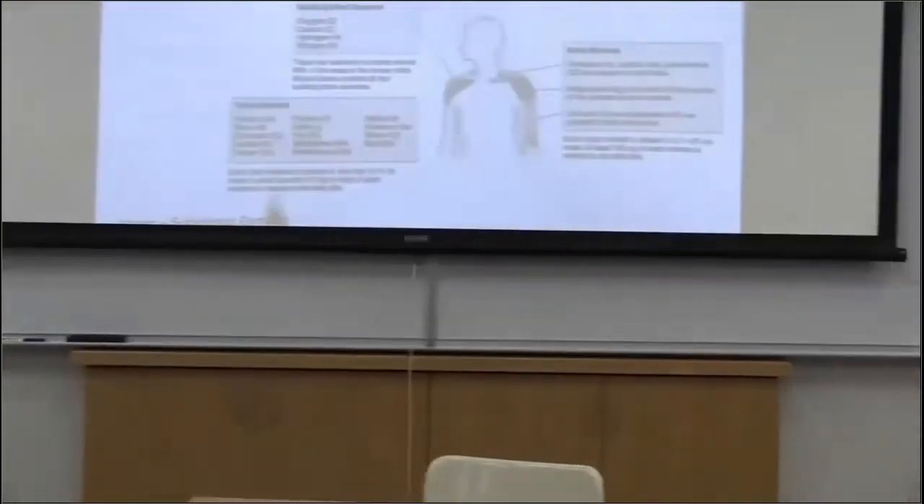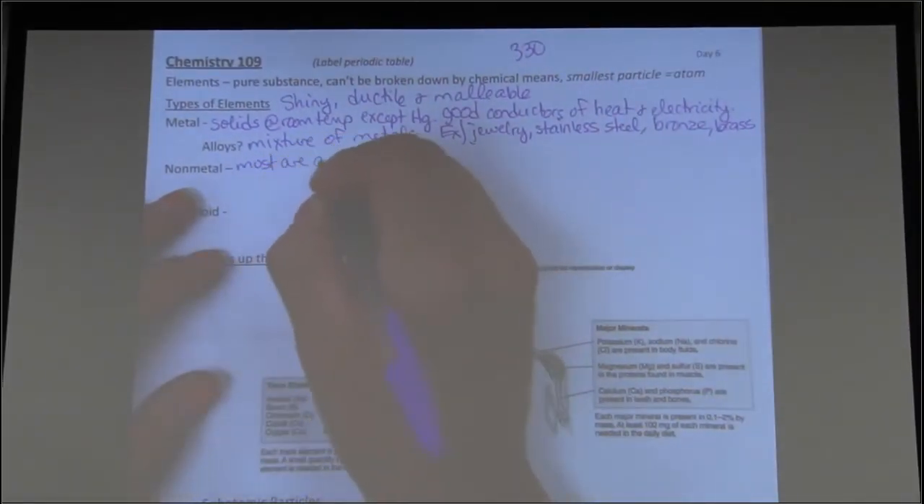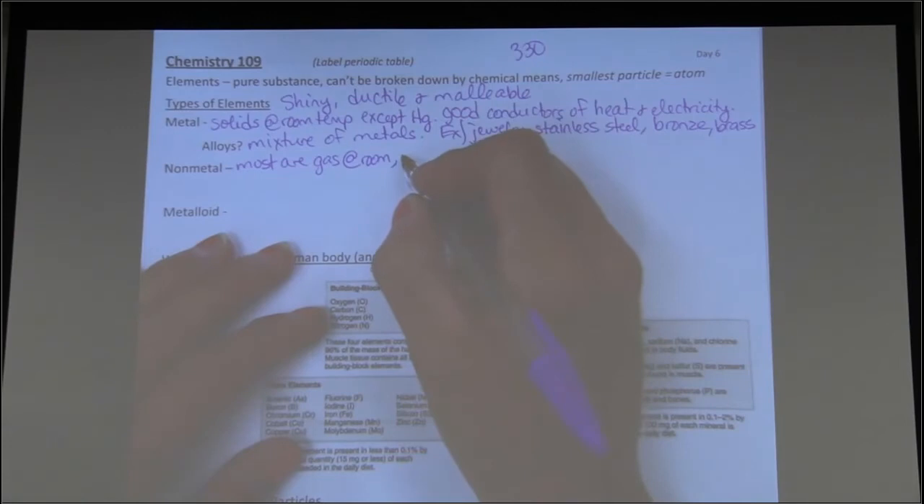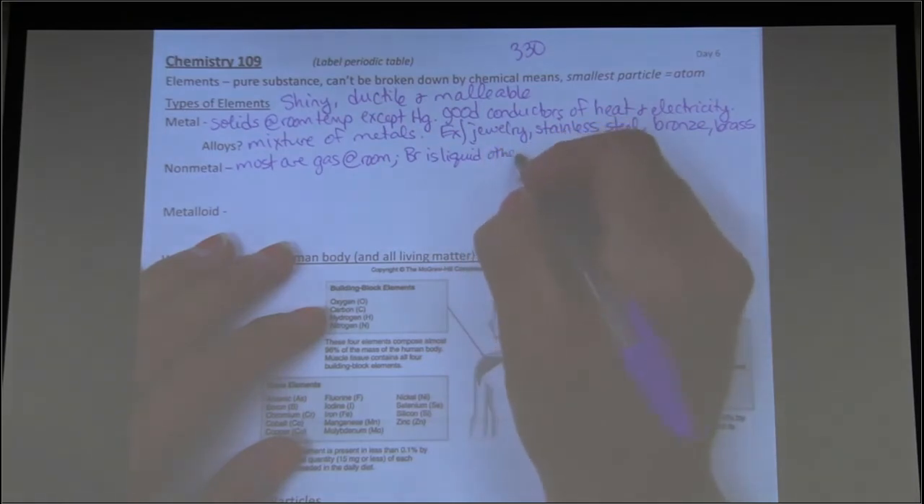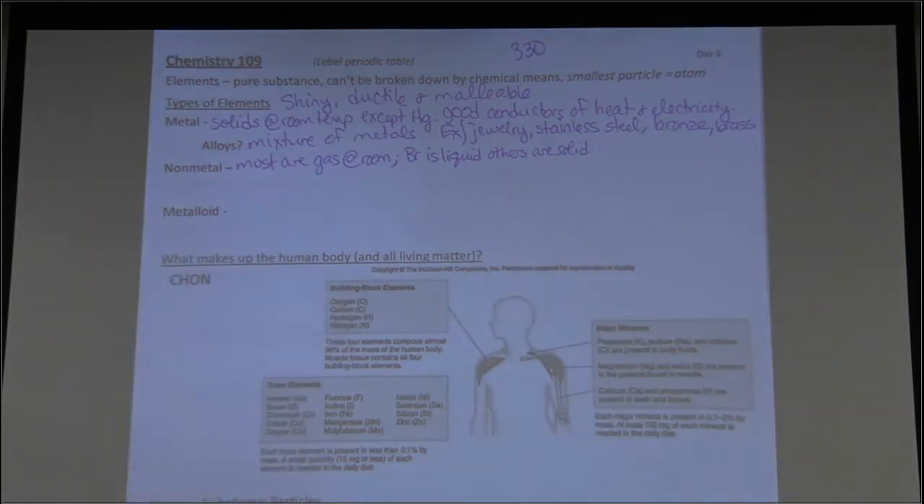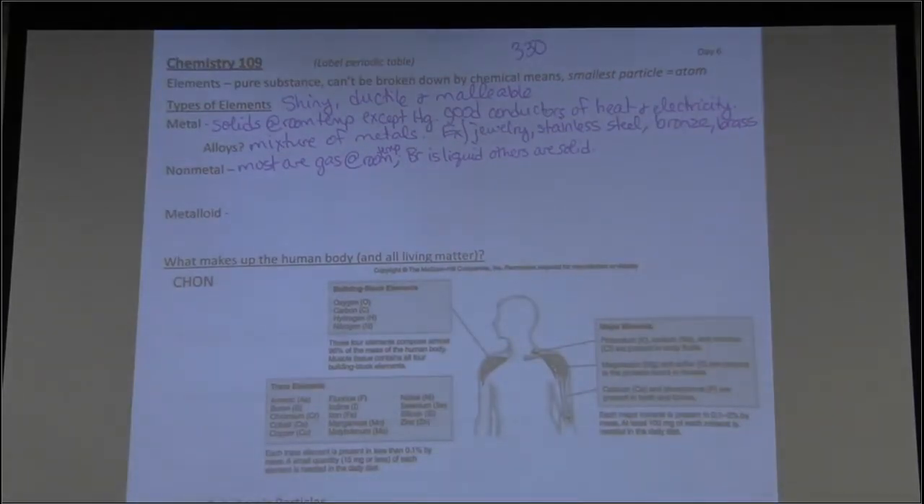And it's pretty cool. So tell me about nonmetals, and don't just say the opposite. I want words that mean the opposite. Let's start off the same. Most are gases at room temperature. Who's the exception? Bromine is liquid. Others are solid. So most are gas at room temp. Bromine's liquid. Others are solid.